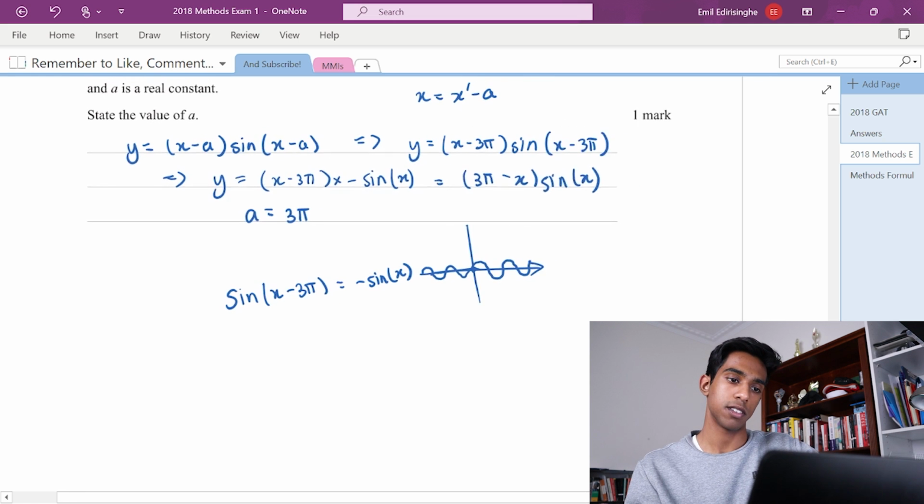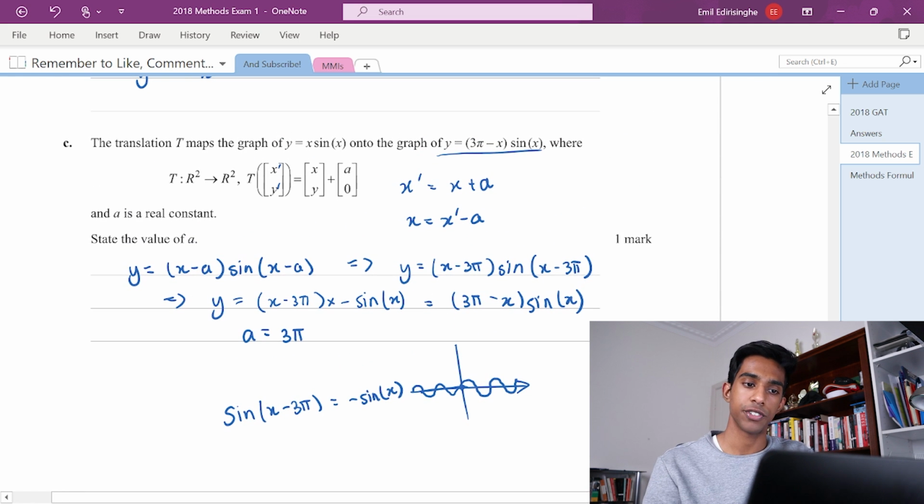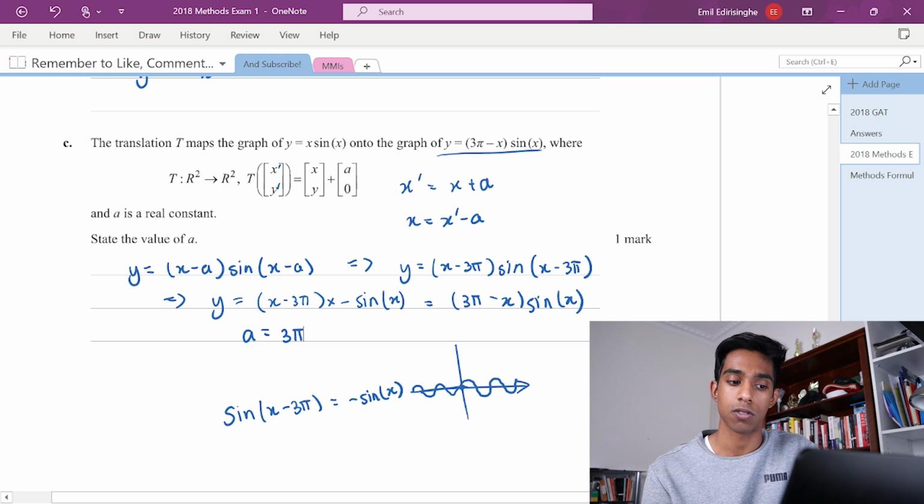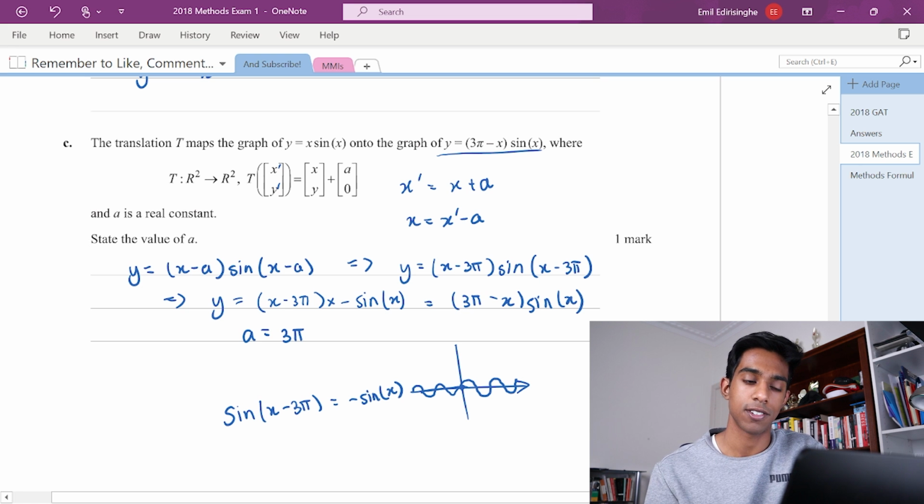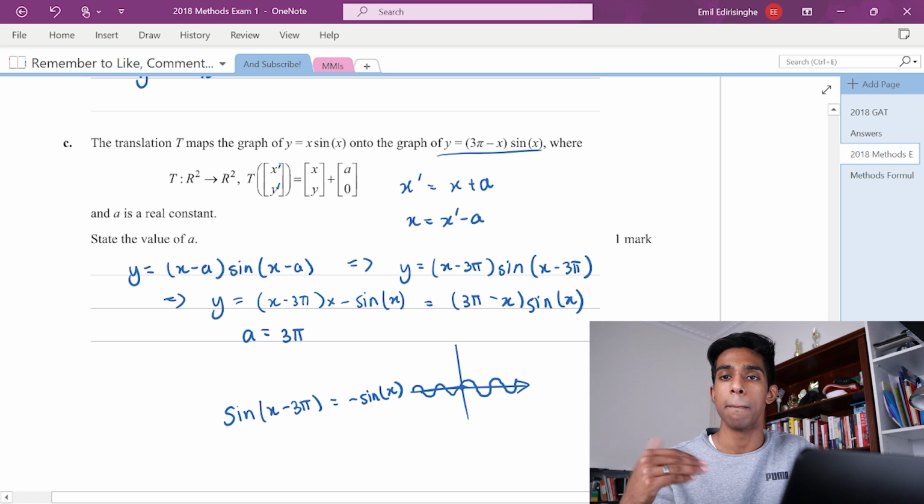So I hope that makes sense with the translations. This question is kind of hard to explain because it requires you to know that sine of x minus 3 pi is equal to negative sine x, and also that when you're doing the translations, you're actually getting x minus a, not x plus a, even though there's a plus in this translation equation here.